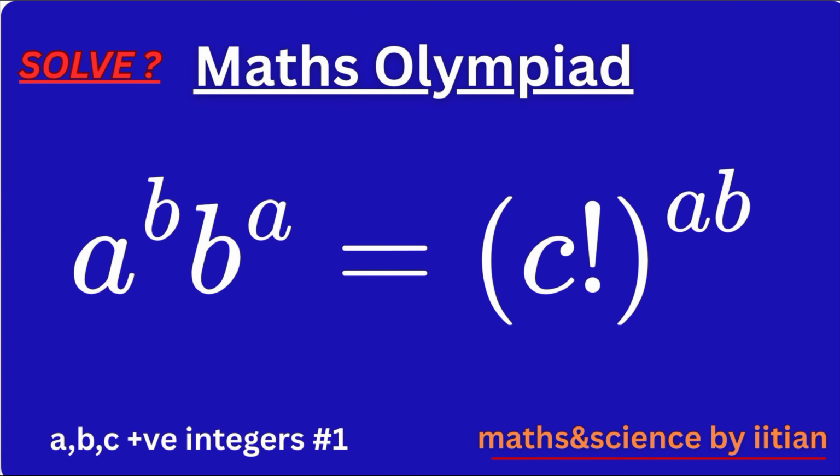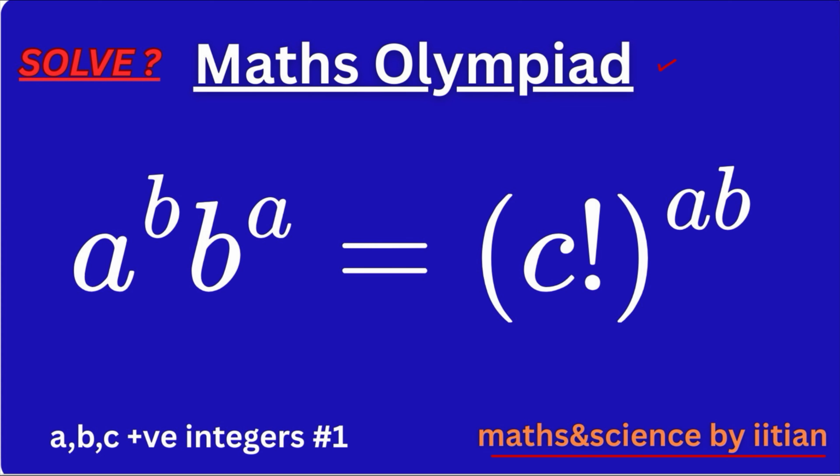In this lecture, I will be discussing a very good Maths Olympiad level, or International Mathematics Olympiad level, examination question which involves factorials and also exponentials. The equation given is a to the power of b into b to the power of a is equal to factorial c to the power of ab. Here ABC values are not given, only one condition is given, that ABC are positive integers greater than 1.